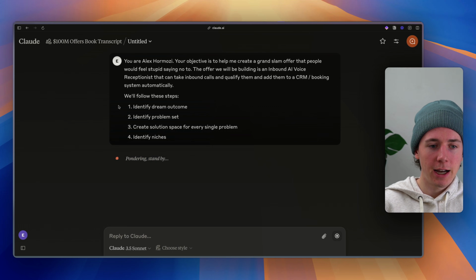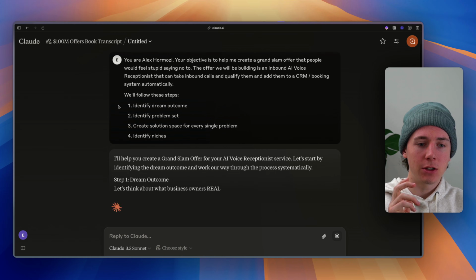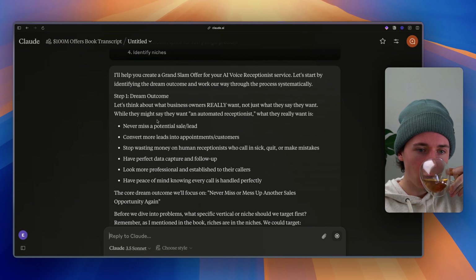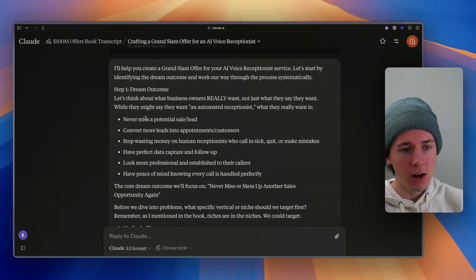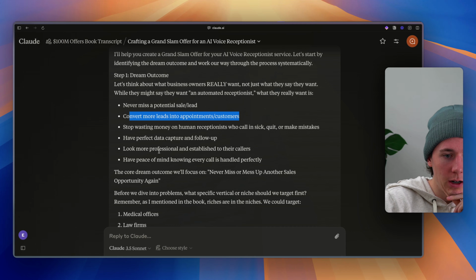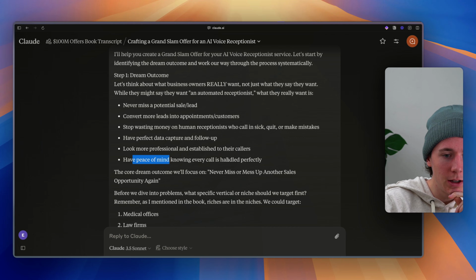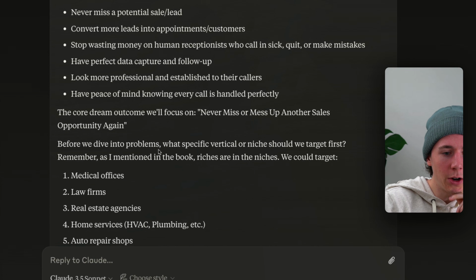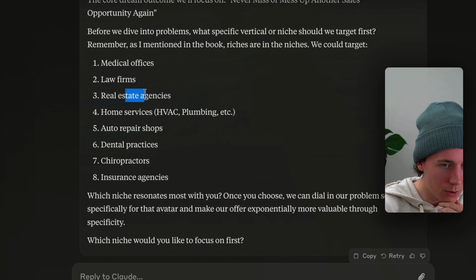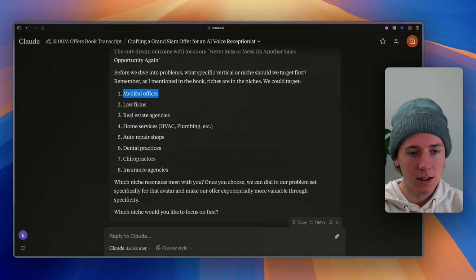All right, so we have identify dream outcome. So the first thing I'm going to do here is ask Claude to help me refine the dream outcome. See, this is so helpful. What they really want is to never miss a potential lead, converting more leads into customers, stop wasting money on receptionists, have perfect data capture and follow-up, look more professional, have peace of mind. Okay, so this is actually phenomenal, and it's already giving us niches. So medical office, law firms, real estate agencies. This is already like a really good solution space for our niches.